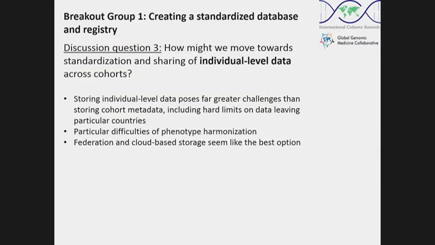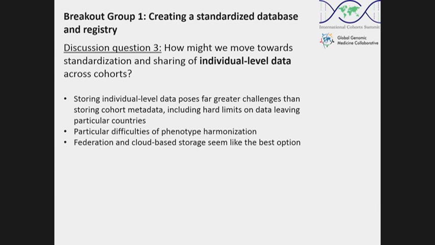So we talked briefly about how we might move towards sharing individual level data from cohorts. I think one of the first things that became clear is that even just storing the individual level data poses far greater challenges than storing and sharing the cohort metadata, including limits on data leaving particular countries. We also talked very briefly about the particular difficulties of phenotype harmonization, which I'm sure are being covered by some of the other breakout groups. And also how ultimately federation and cloud-based storage seem like the best option, so that data can be stored in the location that is conducive to that particular cohort, and other people can potentially come and do their computation there.